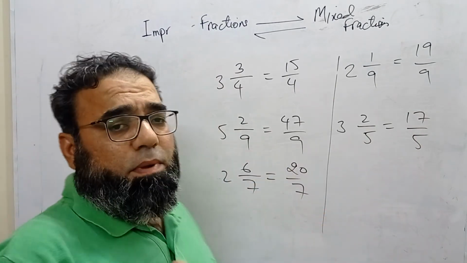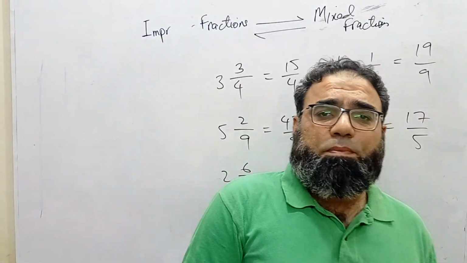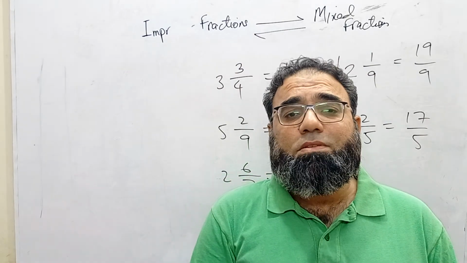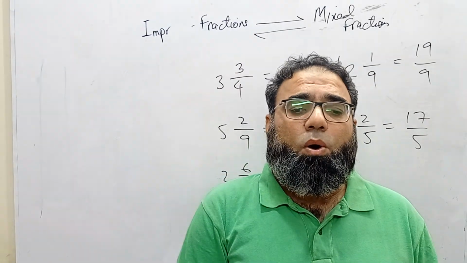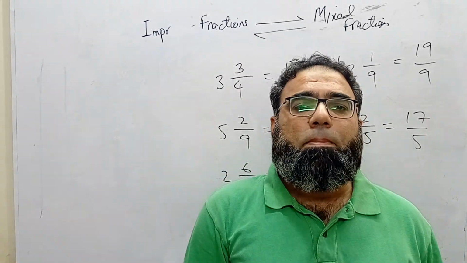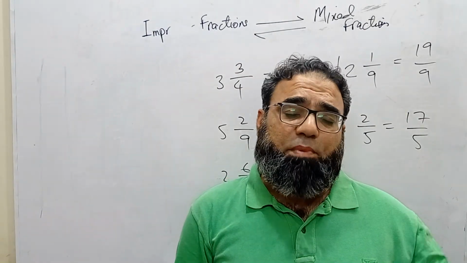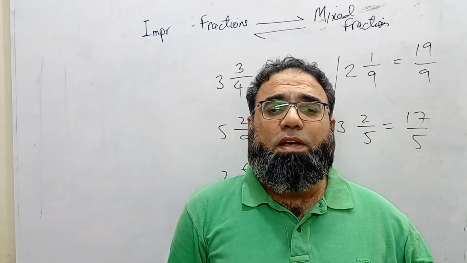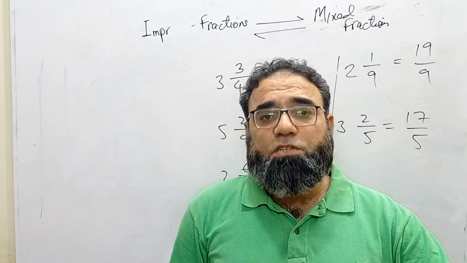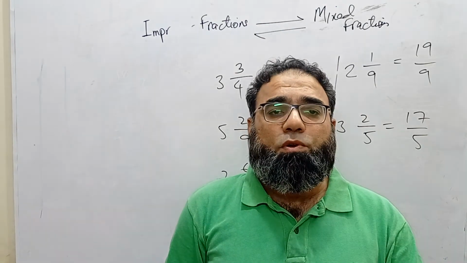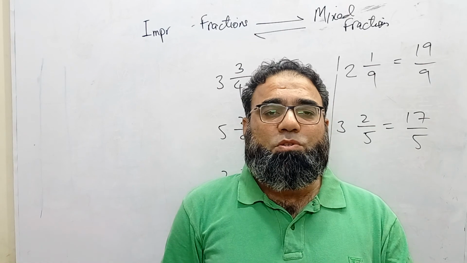So if you look at the past papers of O levels, you can have many questions, or you can try from your textbooks. You must try to convert from the improper fractions to the mixed fractions, and from the mixed fractions to the improper fractions. This is really required if you want to be good at the 4 operations on fractions.